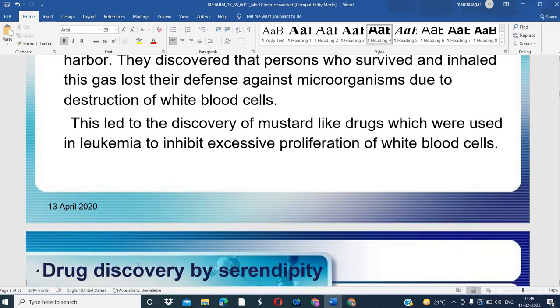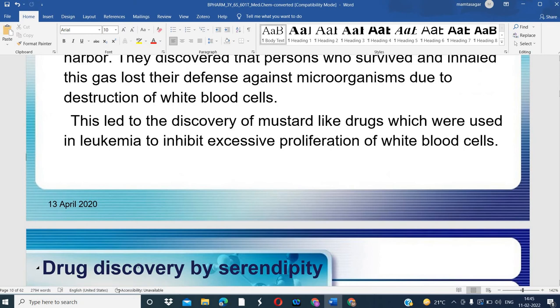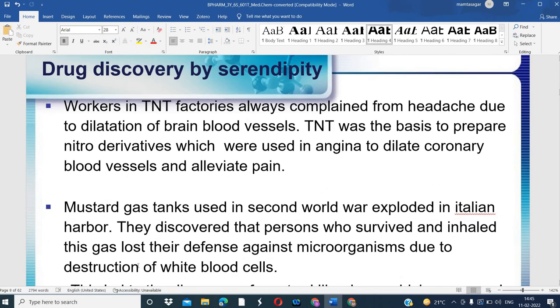Mustard gas tanks were used in the Second World War. They exploded in an Italian harbour. It happened accidentally. Sorry, it was used in the Second World War. So they discovered that the persons who survived and inhaled this gas lost their defense against microorganisms due to destruction of white blood cells. But this is the side effect of that.